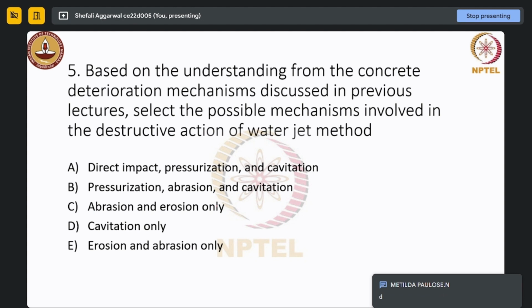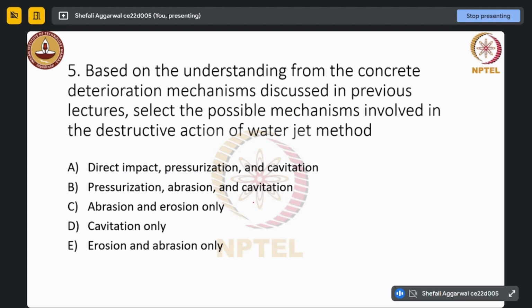Okay. The water jet method is mainly used in the first step of repairing, when we have to remove our concrete surface. Either we break it with a hammer or something, or another method is the water jet method. We apply water with a very high pressure so that the concrete is removed. Is it clear?